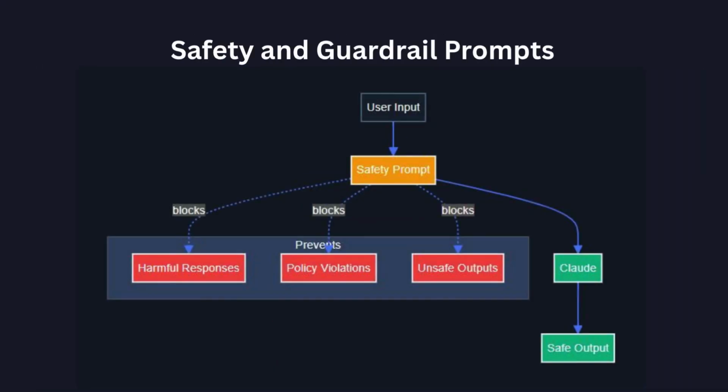Safety and guardrail prompts are used to control model behavior and ensure compliance with rules. These prompts define what the model is allowed to do and what it must avoid. For example, they can prevent harmful content, restrict the domain of responses, and ensure that the model does not reveal sensitive information. Safety is a critical requirement in enterprise AI systems.